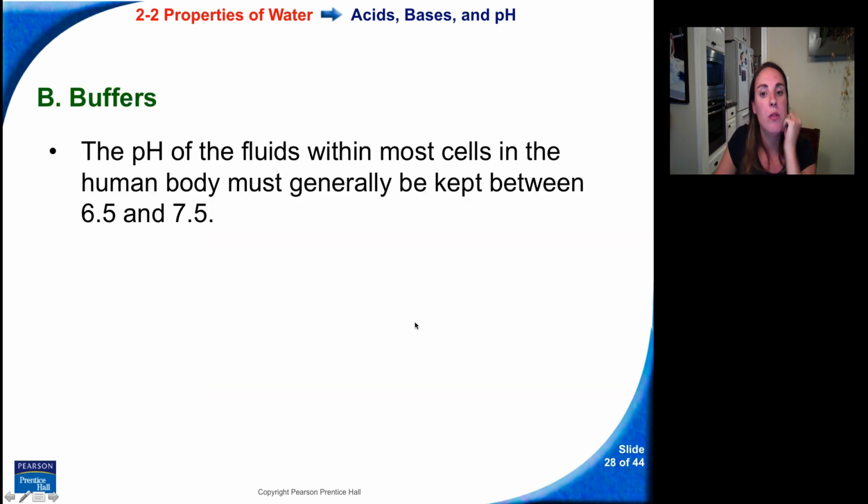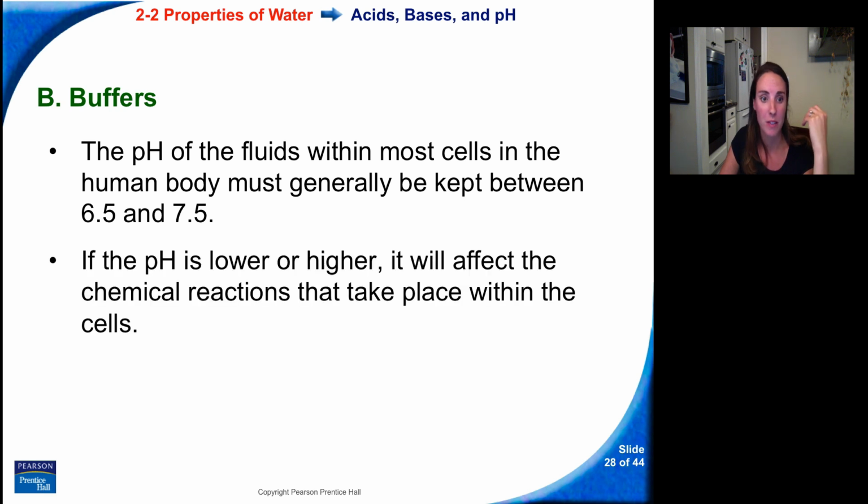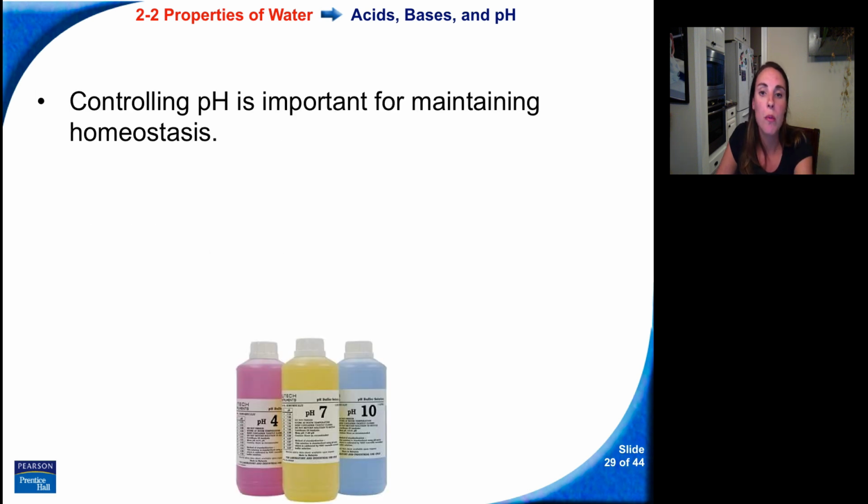Buffers. The pH of fluids within most cells in the human body has to be kept between 6.5 and 7.5. If you change that, chemical reactions in your body cannot occur and your cells cannot survive. Over time, if your pH is too high or too low, you end up dying. If the pH is lower or higher, it will affect the chemical reactions that take place within cells. So controlling pH is important for maintaining homeostasis.